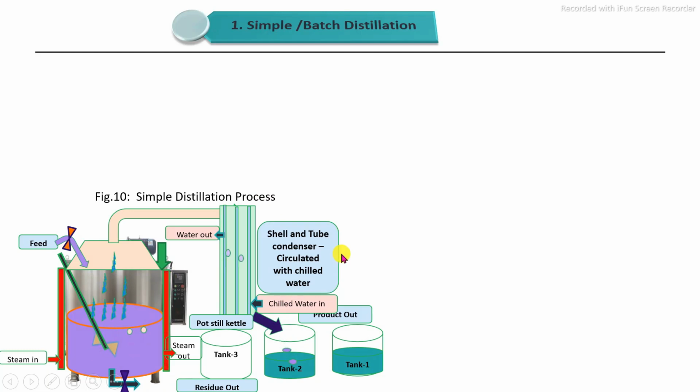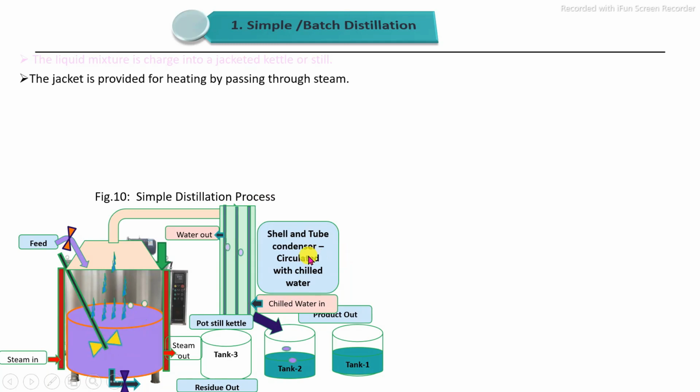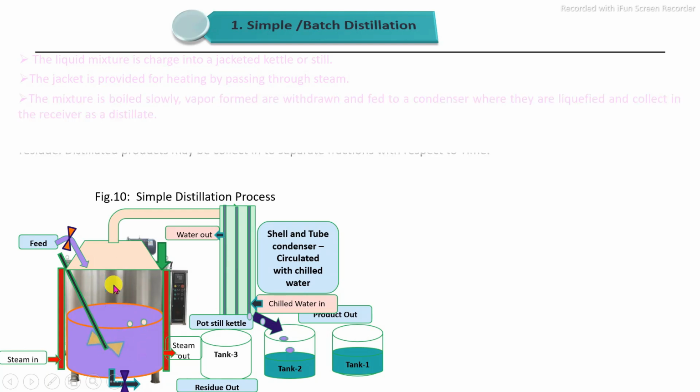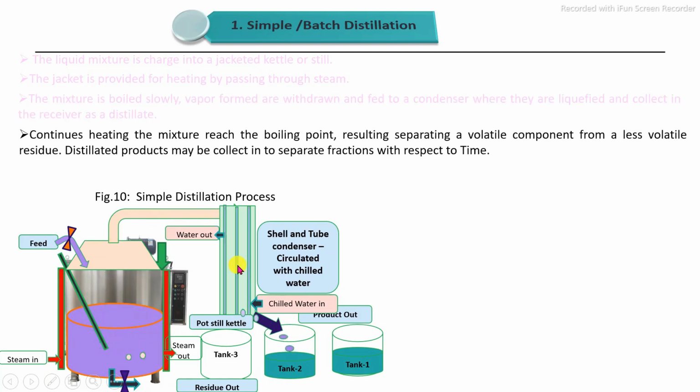In the simple distillation process, first the liquid mixture is charged into the distillation kettle. After that, heating is carried out by external heat exchangers or by providing an internal coil system. The liquid mixture is continuously heated by circulating steam, causing continuous boiling and resulting in the formation of vapors. These vapors, containing the more volatile component, pass into the condenser, condensation occurs, and finally we get the distilled product.